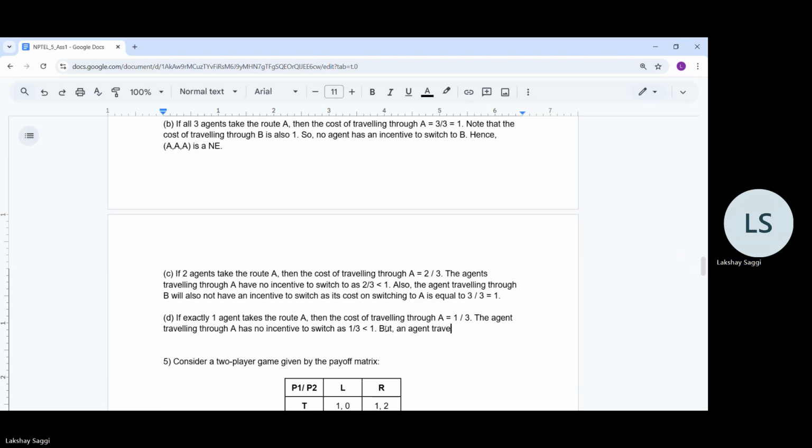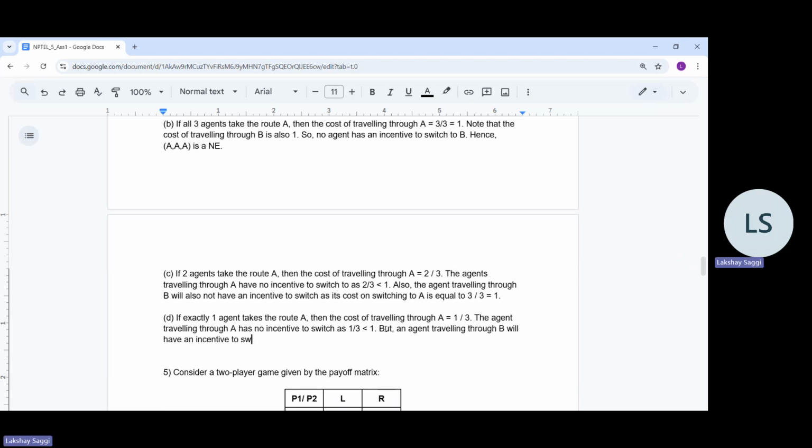An agent traveling through B will have an incentive to switch, as its cost on switching to A is equal to 2 by 3, because now two people are traveling through A, one which was already traveling and the second, this one. And this 2 by 3 is less than 1. So that's why this person will have an incentive to switch. Hence, this is not a Nash equilibrium because some agent has an incentive to switch.